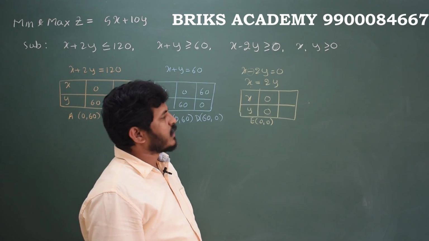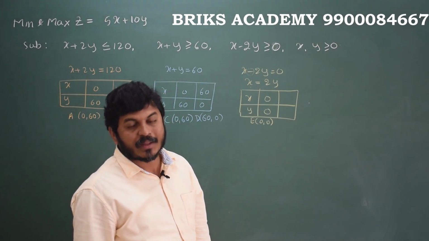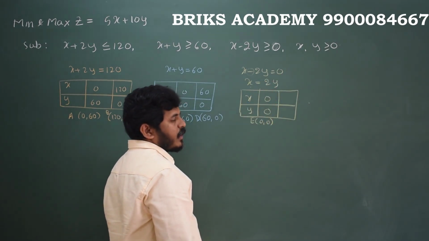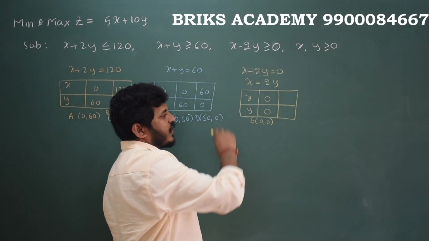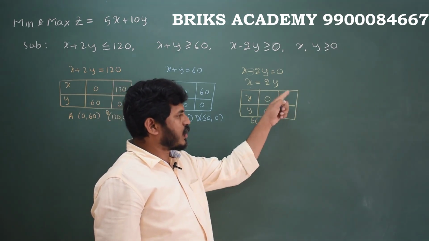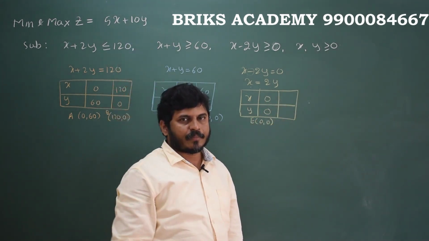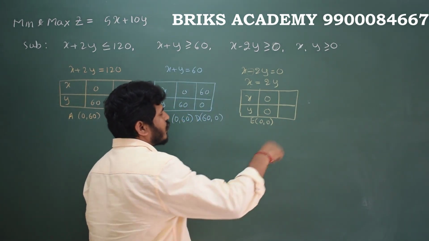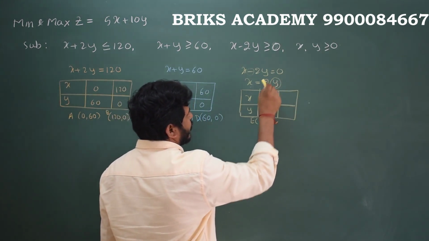So some other point you have to take other than 0. Whenever it is like this, with 0 on the right side, if I put x is 0, y is 0, y is 0, x is 0. You can't draw the line by using 1 point. Minimum 2 points are required. So you have to take other than 0.